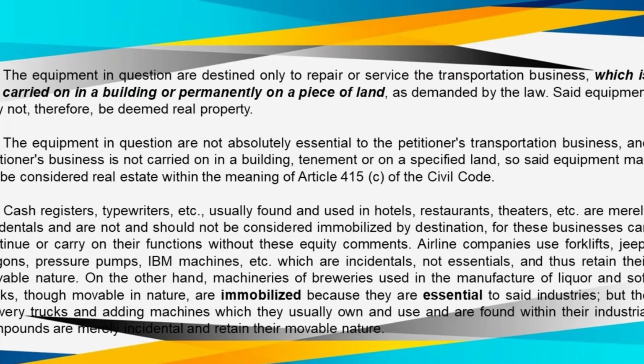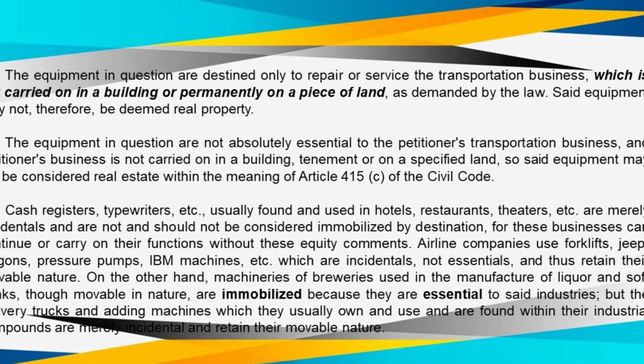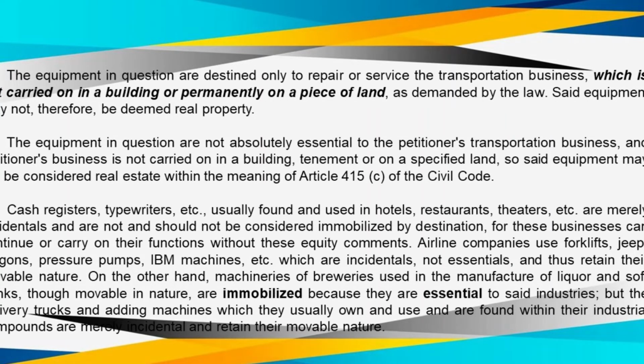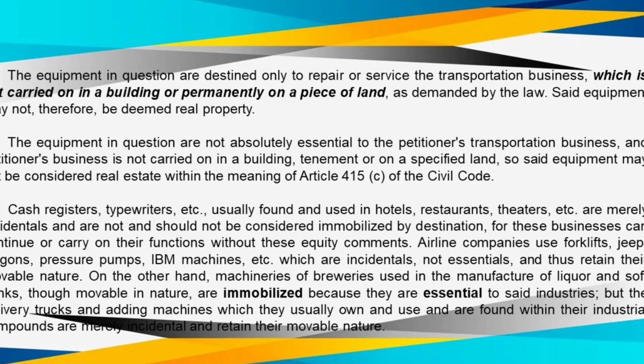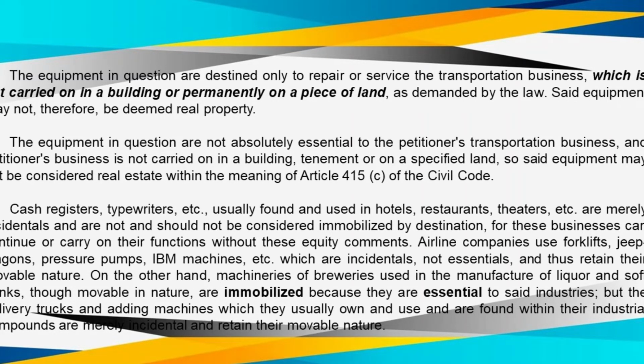The Supreme Court further said, the equipment in question are destined only to repair or service the transportation business, which is not carried on in a building or permanently on a piece of land, as demanded by the law. Said equipment may not therefore be deemed real property. The equipment in question are not absolutely essential to the petitioner's transportation business, and petitioner's business is not carried on in a building, tenement, or on a specified land. So said equipment may not be considered real property within the meaning of Article 415(5) of the Civil Code.